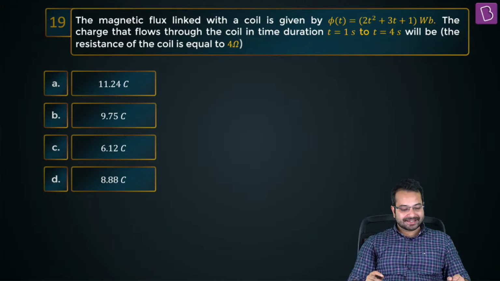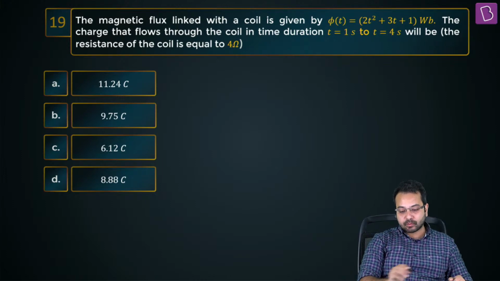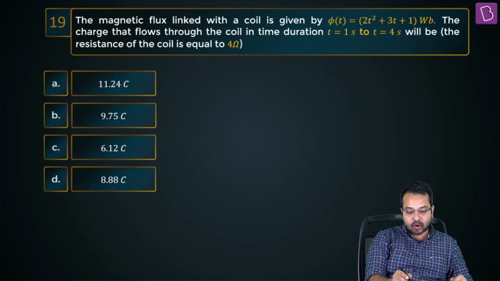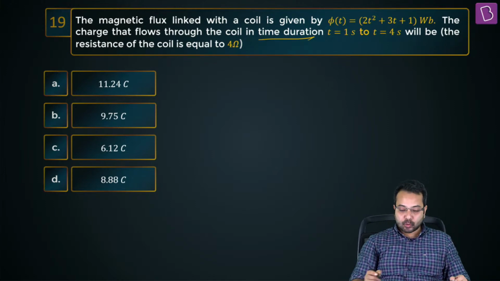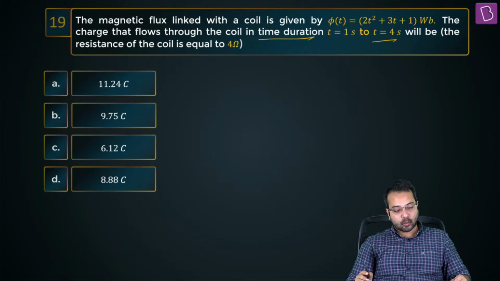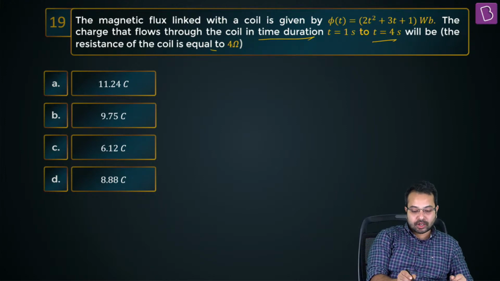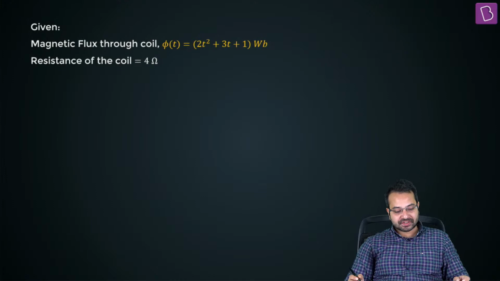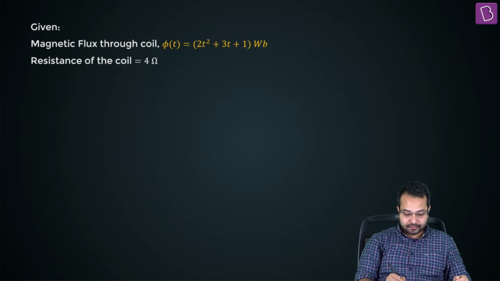Alright, what is the next question? The magnetic flux linked with the coil is given by phi is equal to 2t square plus 3t plus 1. The charge that flows through the coil in time duration t is equal to 1 second to t is equal to 4 second will be. The resistance of the coil is 4 ohm.